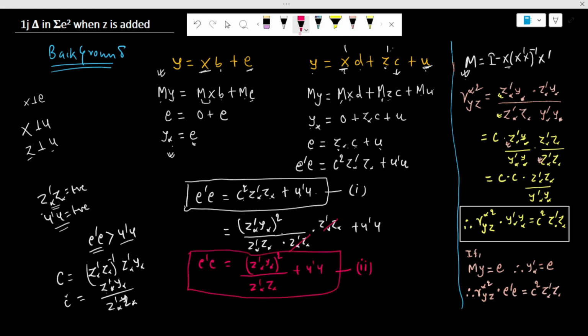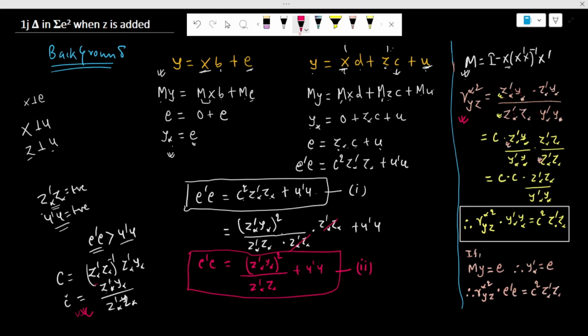And from the partial correlation coefficient, the covariance between y and z after partialing out the effect of x divided by the square root of the variance of z and variance of y. And once we square it, we multiply the numerator term 2 times and we remove the square in the denominator. So this is the square of the partial correlation between y and z, and we have estimated c from the partition regression equation, and this is equal to z asterisk transpose y asterisk divided by z asterisk transpose z asterisk. This is equivalent to the covariance of yz divided by the variance of z once we partial out the effect of the other independent variable.